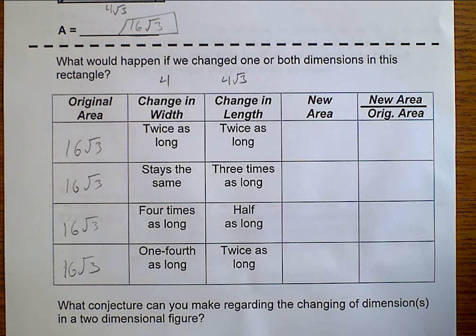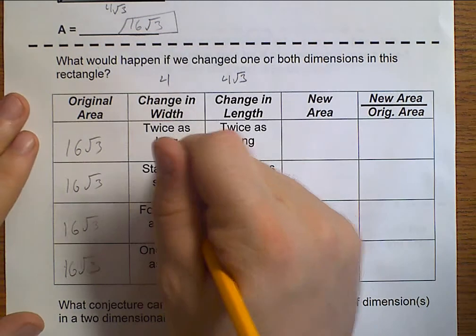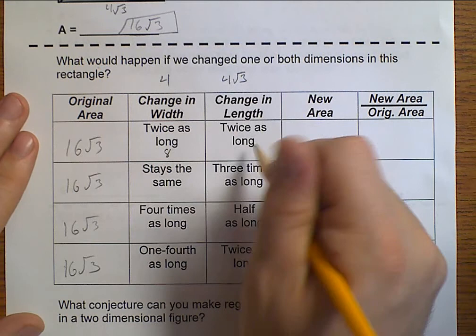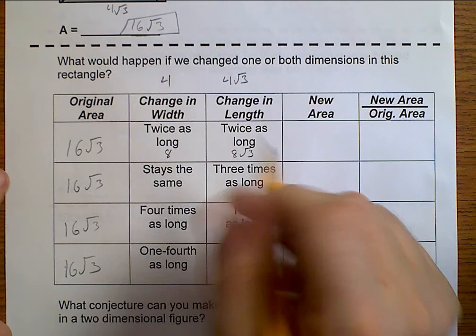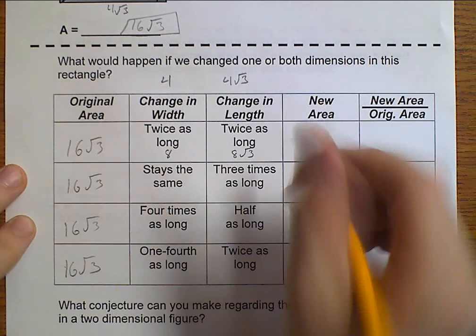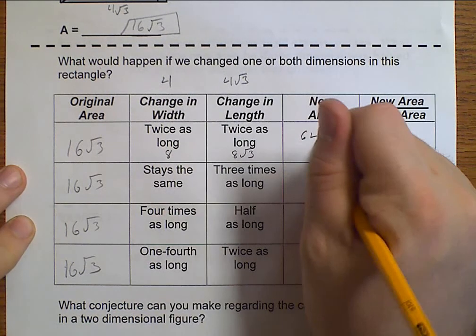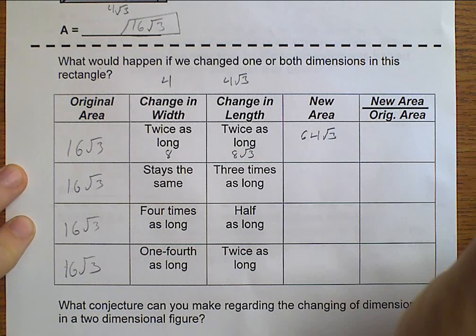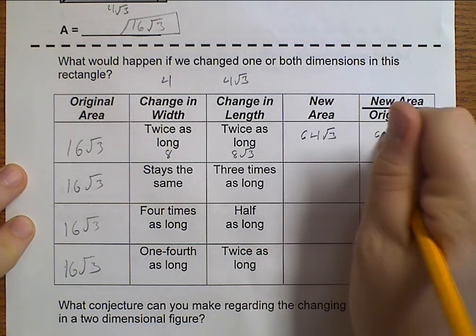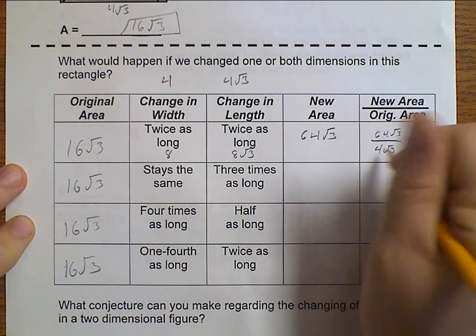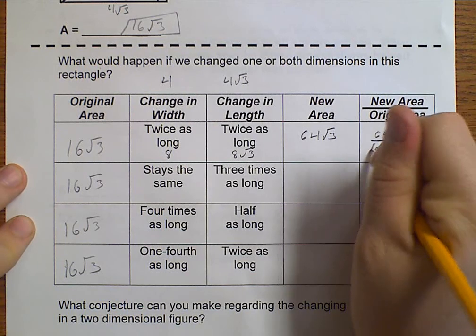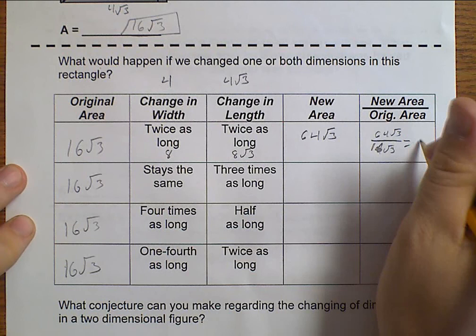So if I change my width to be twice as long, that means it's going to be 8, and the length twice as long, 8 on the square root of 3. We do that again, we get 8 times 8 is 64 on the square root of 3. And so our new over the original would be 64 square root of 3 over 16 square root of 3, which is 4.